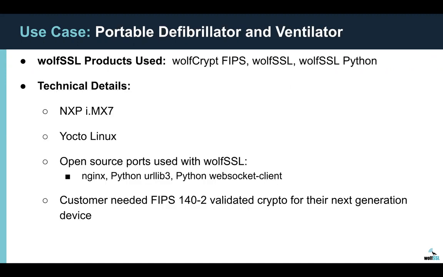The next use case here is a portable defibrillator and ventilator. wolfSSL products used were wolfCrypt FIPS, wolfSSL, and also our Python wrapper for wolfSSL. This is on an NXP IMX7 device running Yocto Linux. There were some open source ports used here with wolfSSL. So instead of compiling these against OpenSSL, the customer instead chose to compile them against wolfSSL. And this was done to help meet a FIPS requirement for using validated crypto underneath. And so they were using Nginx, Python's urllib3, and also Python's WebSocket client.